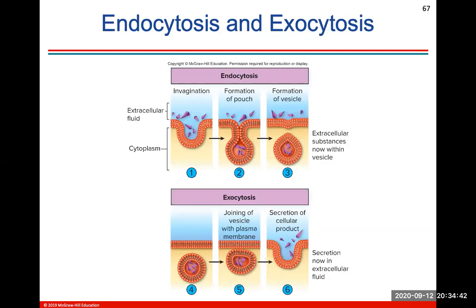So I want you guys to have a good understanding of endo and exocytosis. Endocytosis takes things into the cell. They will fuse with the membrane. The membrane will create its own vesicle, and then the extracellular substances will be now within that vesicle. In exocytosis, the vesicle of usually waste products will join with the plasma membrane, and then it will be spit out into the extracellular environment.